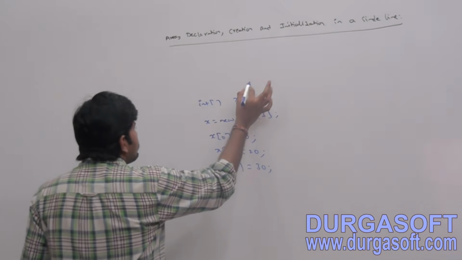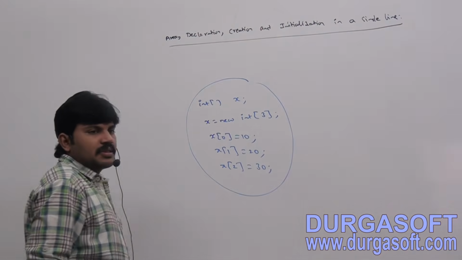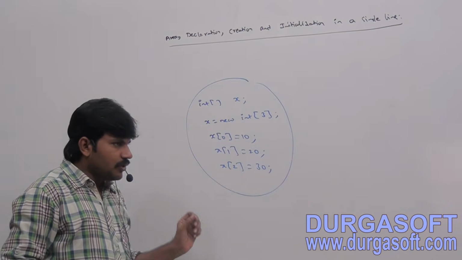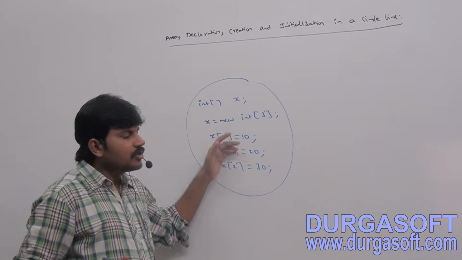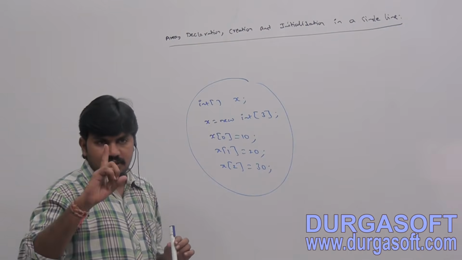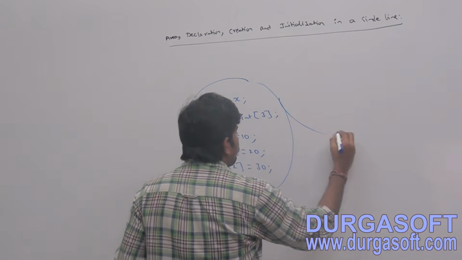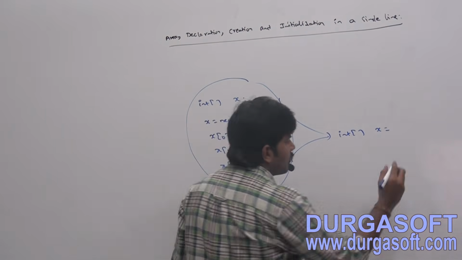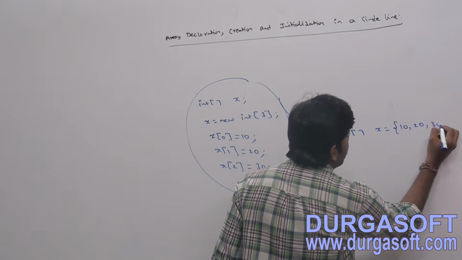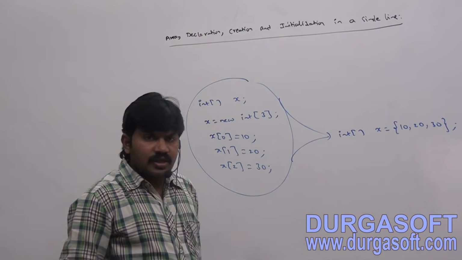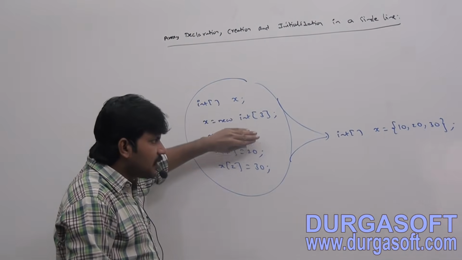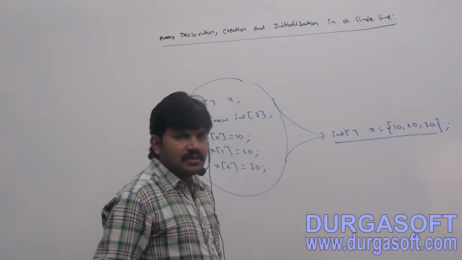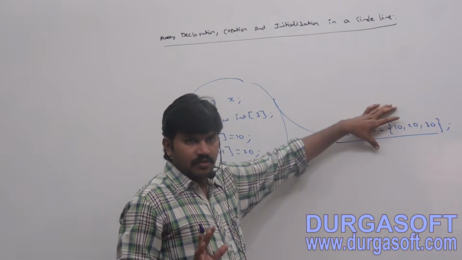So here, array declare, create, initialize. In total we used 5 lines of code. If you want, we can convert this into a single line. There is a shortcut representation: int array x is equal to 10, 20, 30. We can declare, create, and initialize all these things in a single line. Clear for all of you, right?